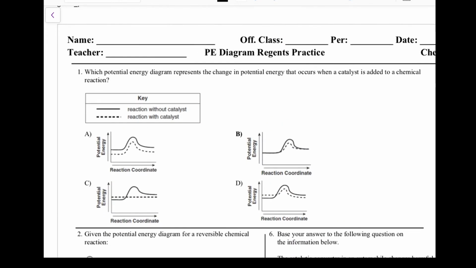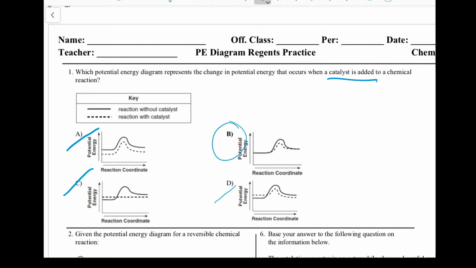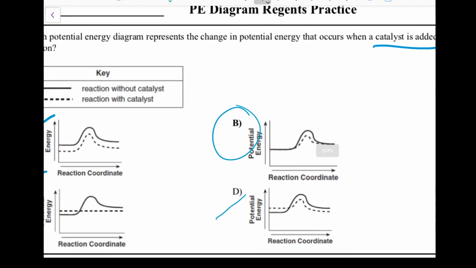Hopefully it helps you. So number 1 says, how does the potential energy change when a catalyst occurs? Again, you don't change where you start, you don't change where you end. All that happens is that you lower that peak, and that's what B is showing you.